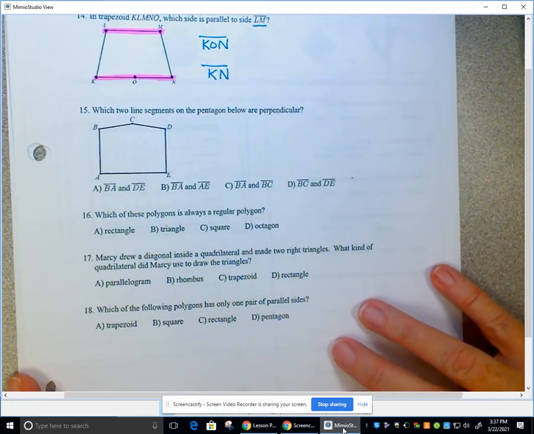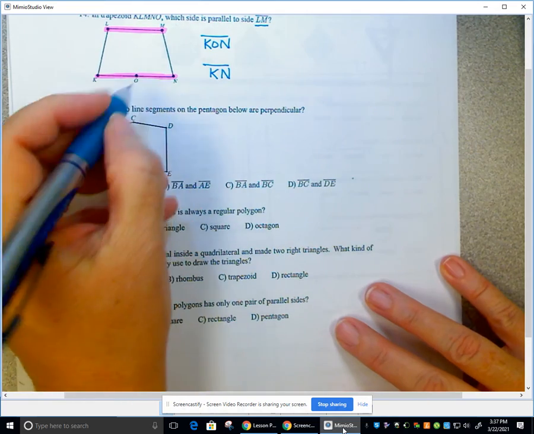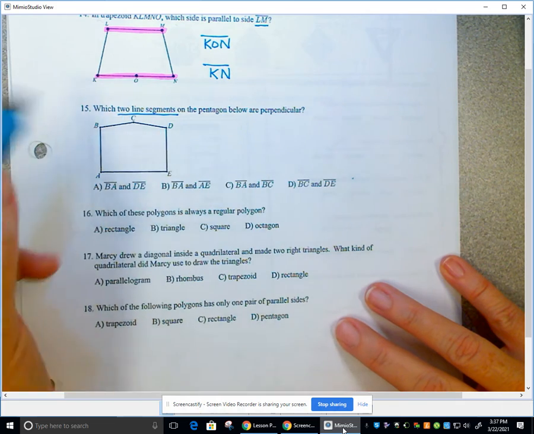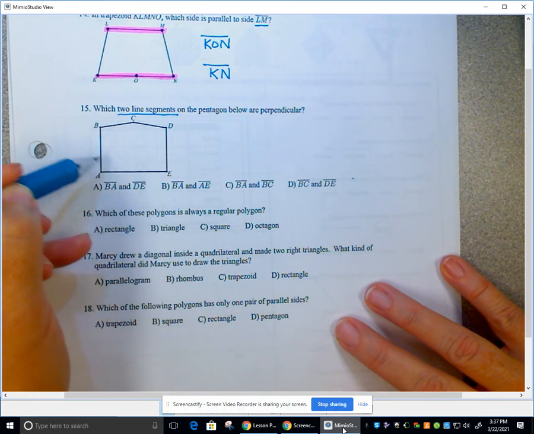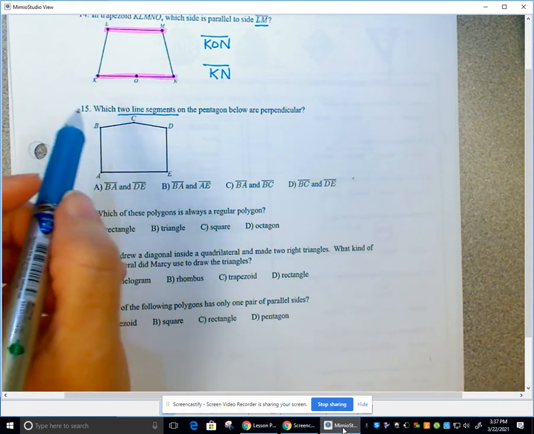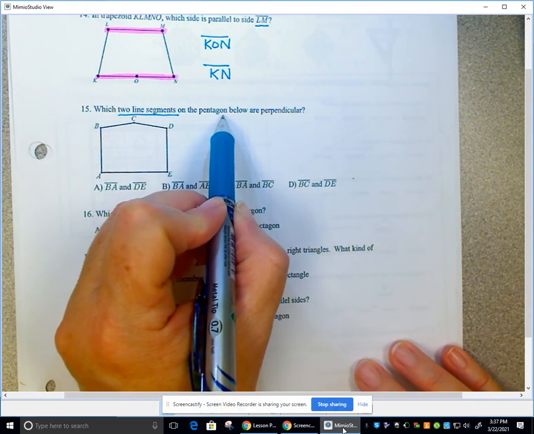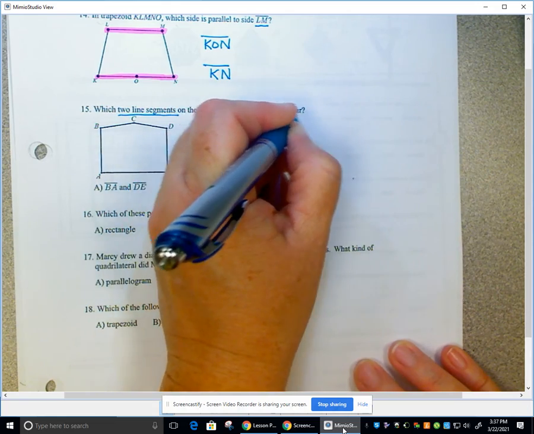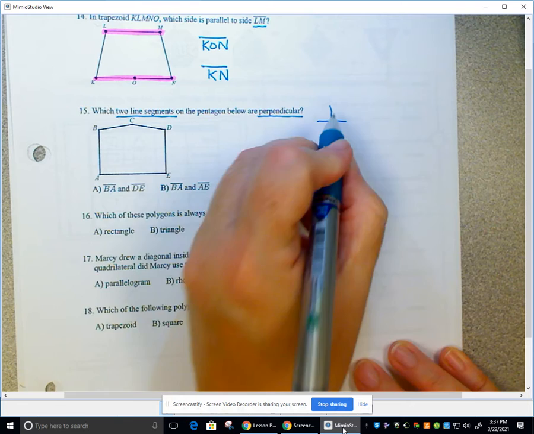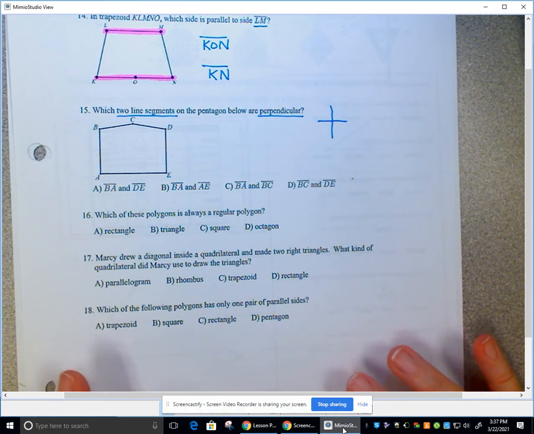Look at 15. Which 2 line segments on the pentagon, see this has 5 lines, 5 sides, 5 angles, which 2 line segments on the pentagon are perpendicular? Remember, perpendicular, they form right angles. So I want to know which two are perpendicular.